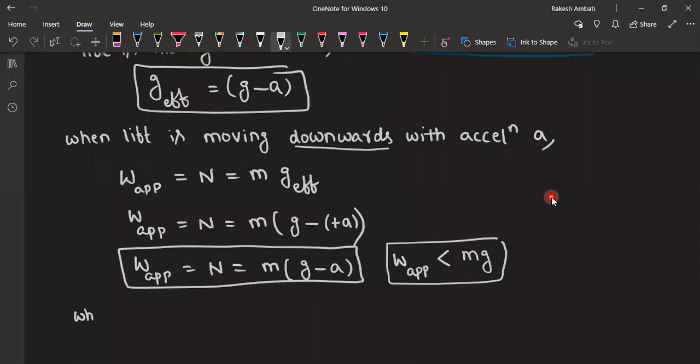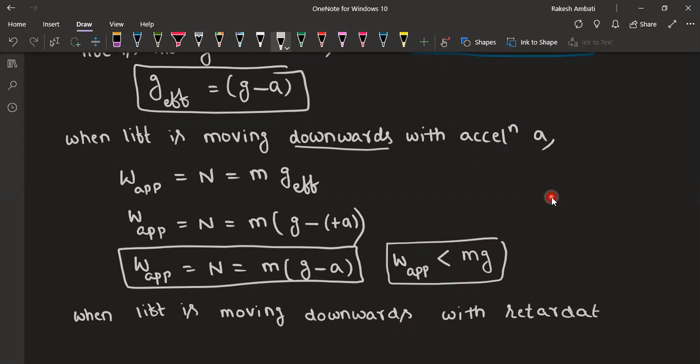So next one is, when the lift is moving downwards with retardation a. Now we have to find apparent weight. The same thing we have to follow. But we know retardation is nothing but negative acceleration.